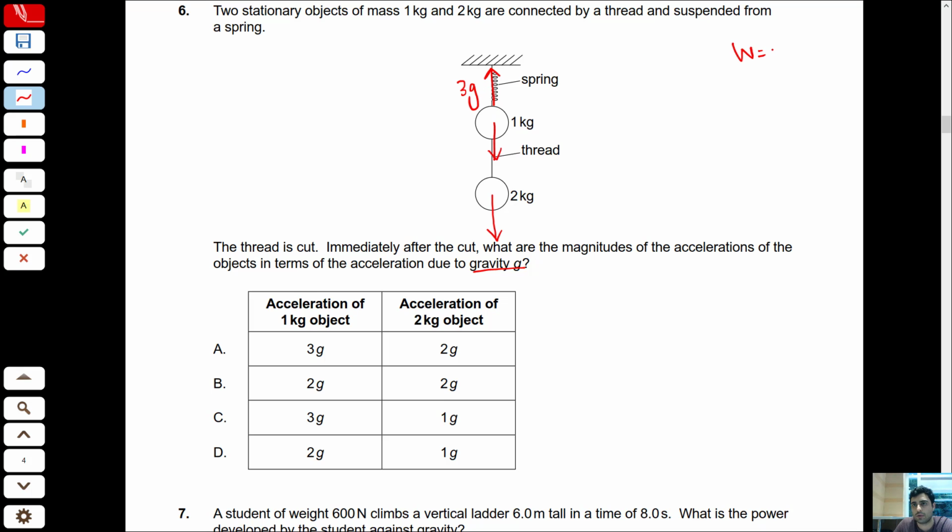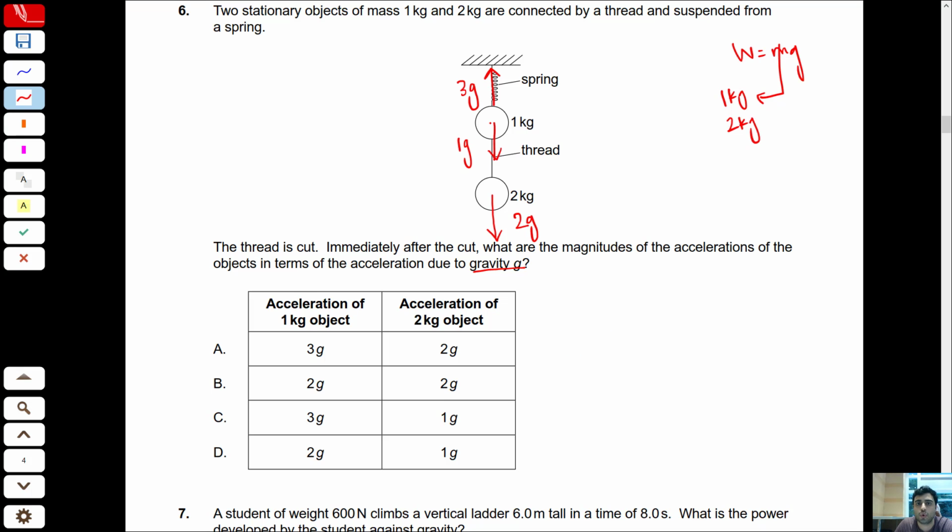So as we know, weight equals mg. So for the first one, we just need to replace the mass by either 1 kg or 2 kg to find the corresponding weight in terms of gravity. So for this one, it will be just 1g. So weight equals mg. So we just need to replace the mass by either 1 or 2, and then keep the g as it is. Don't put 9.81 or 10 into there. And for this one, it will be weight equals mg. Just keep the g as it is and replace the mass by 2. So it will be 2g.